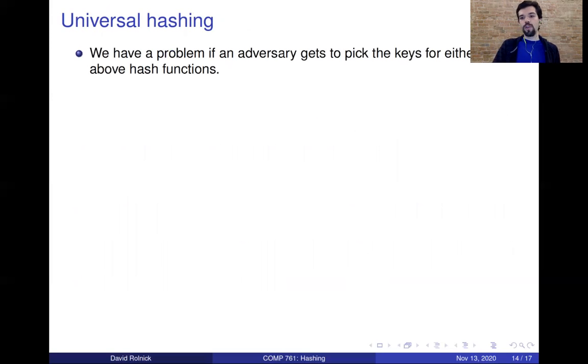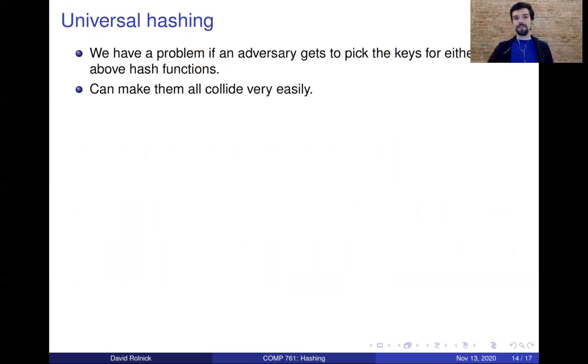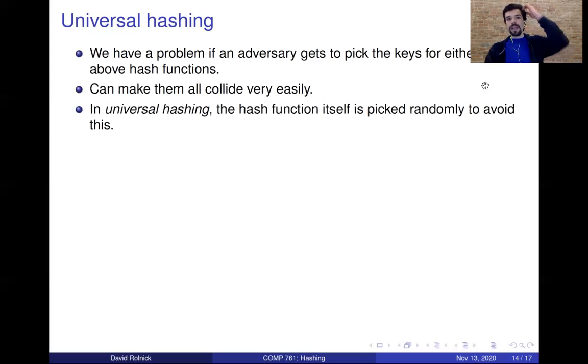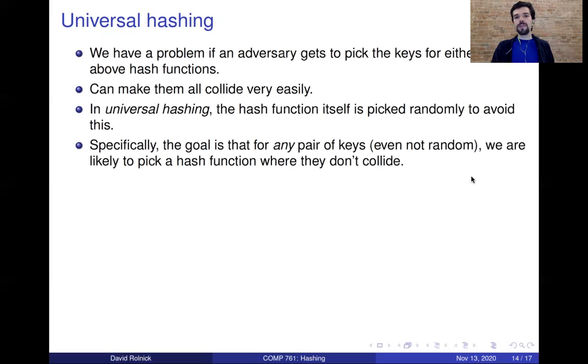So we have a problem with all the things that we did before. If an adversary gets to pick the keys for either of those hash functions, they can make all of the keys collide very easily, which is not a good thing. So the idea of universal hashing is that the hash function itself is picked randomly, to avoid this. Specifically, the goal is that for any pair of keys, even if they're not random, we are likely to pick a hash function where they don't collide.